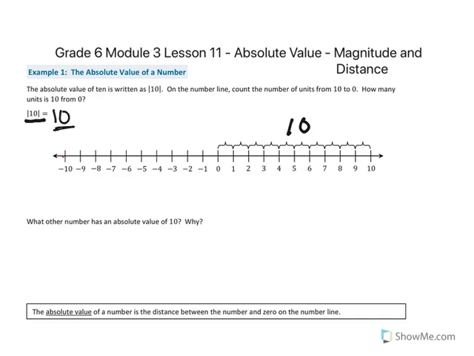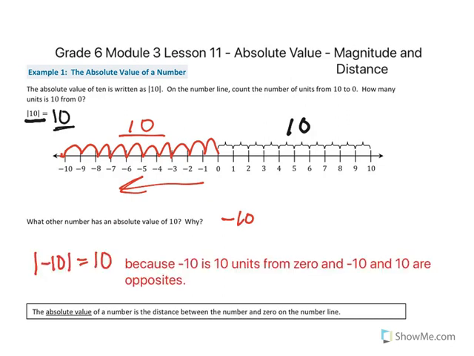If we count the distance between negative 10 and 0, we'll find that it is also 1, 2, 3, 4, 5, 6, 7, 8, 9, 10 units away. Notice I didn't put a negative sign. I didn't talk about which way we were going. I just said, what's the distance from negative 10 to 0? And so that's why we put that without a negative sign. We just say it's 10 units away from 0. So what other number has an absolute value of 10? That would be negative 10, because it's 10 units away from 0.